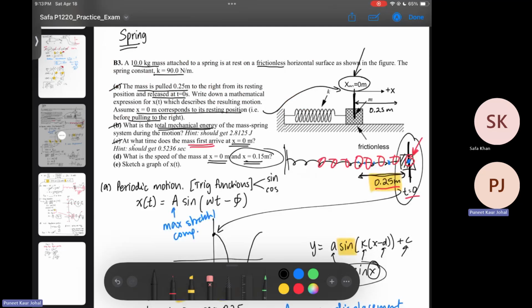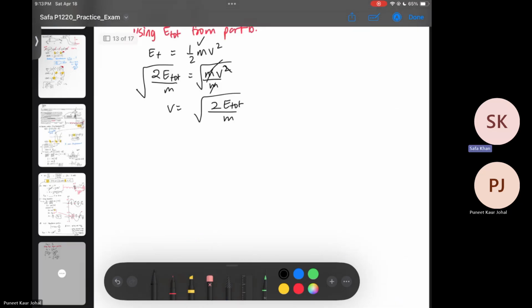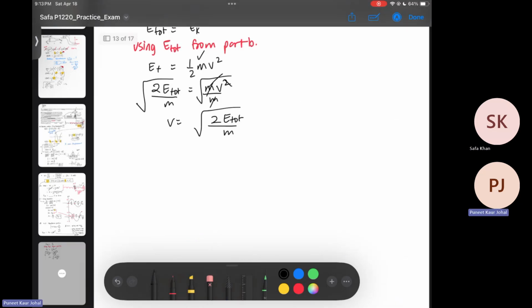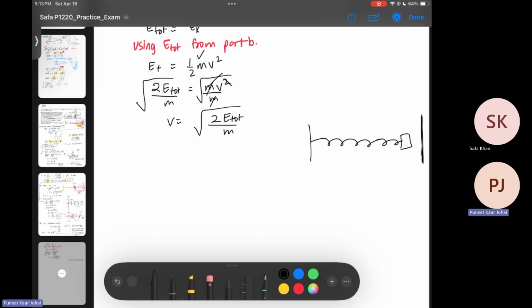Oh, we also have to calculate it at x equals 0.15 meters. So that is actually an interesting position because it's probably somewhere here. It's not the max position. It's not when x equals 0. Max position was 0.25, right? So it's somewhere in the middle.